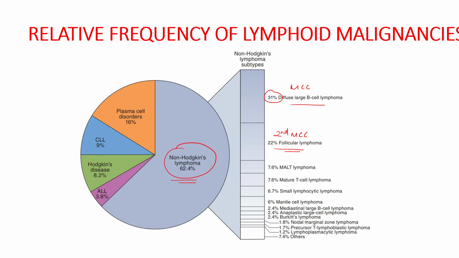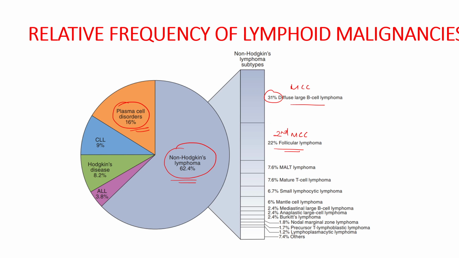Other subtypes include marginal zone lymphoma, mature T-cell lymphoma, mantle cell lymphoma, etc. Now, this non-Hodgkin lymphoma is followed by plasma cell disorders, which are responsible for 16% of all lymphoid malignancies, and these include disorders like multiple myeloma, Waldenstrom macroglobulinemia, solitary plasmacytoma, etc.